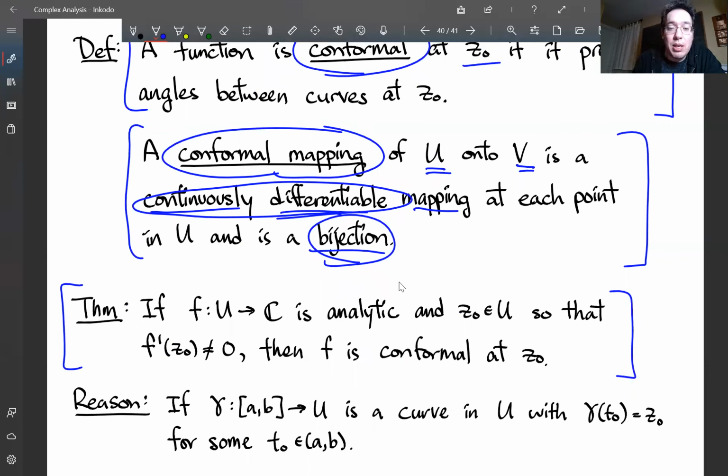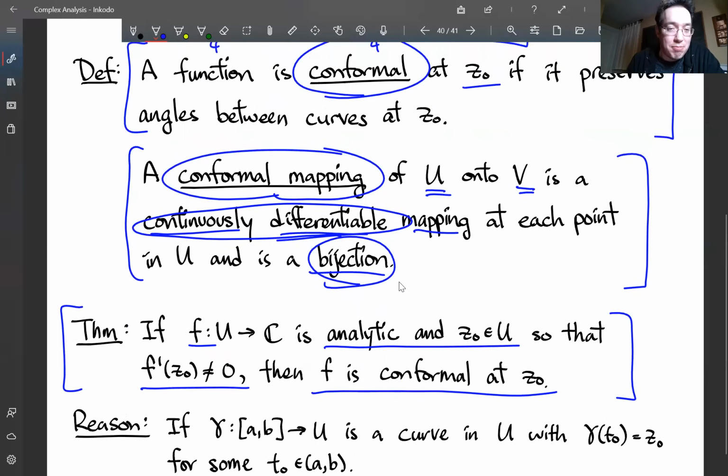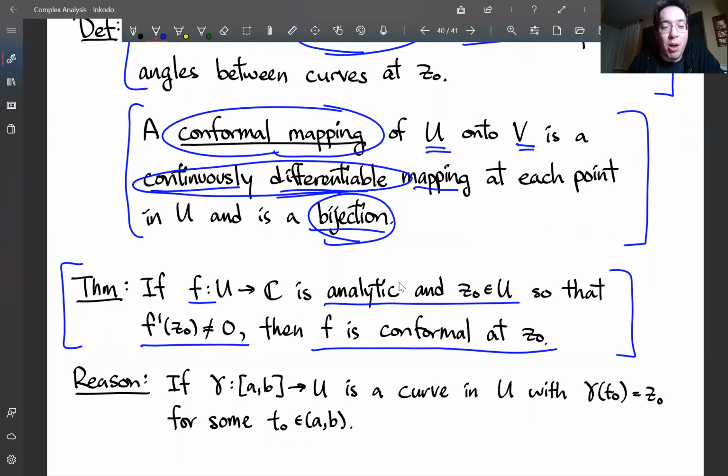It turns out that if you have an analytic function such that the derivative is not equal to 0, then f is conformal at z naught. So as long as the derivative is not 0, it's conformal. That's a big statement, right? It seems very complex to keep a function so that the angle doesn't mess up at every point. But actually, it's almost automatic if the derivative is not equal to 0. Well, let's see the reason. Actually, the reason is dead simple.